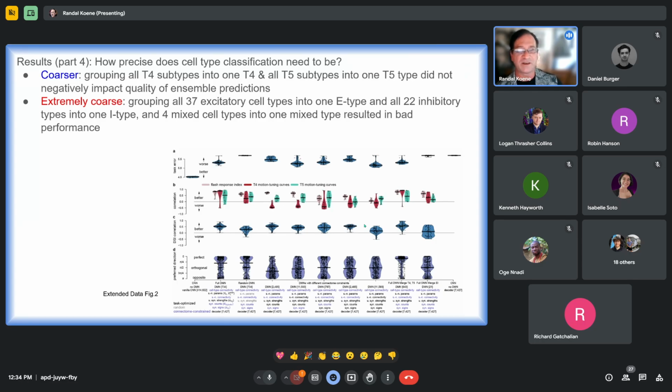The authors tested how cell type specificity affects the strength of predictions for cell type ensembles, and they found that grouping T4 and T5 subtypes together didn't negatively impact predictions, but reducing everything down to 3 groups, so having just excitatory, inhibitory, and mixed cell types, resulted in bad performance. This is interesting because this gets kind of to our questions about how precise models need to be to make useful predictions, but also to do good reconstructions.